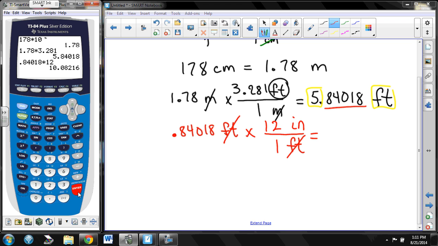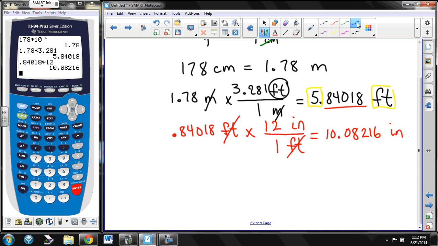It tells us this player is going to be a total of 5 feet and about 10 inches. So we started with 178 centimeters in an Olympic program, and now we've changed it over to 5 feet 10 inches, which most of you have a pretty good idea of how tall that is.